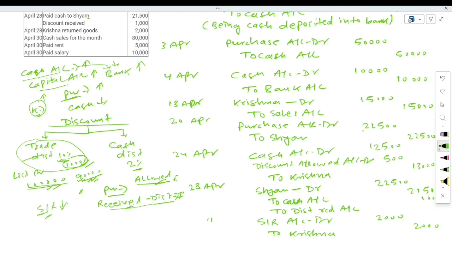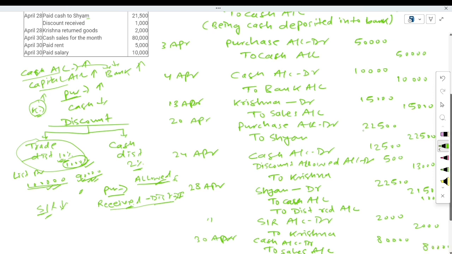Next entry is happening on 30th April. Cash sales for the month 80,000. You have sold for cash. How much cash are you selling? You are selling cash of 80,000. It means 80,000 cash you will receive. So here what would be the entry? Cash account debit to sales account. This entry we will pass here. How much amount? We will write here 80,000 as well as 80,000.